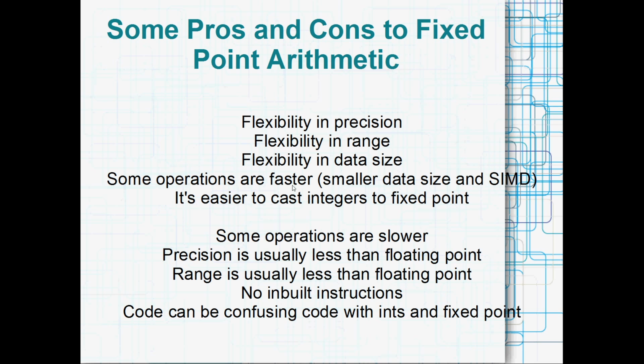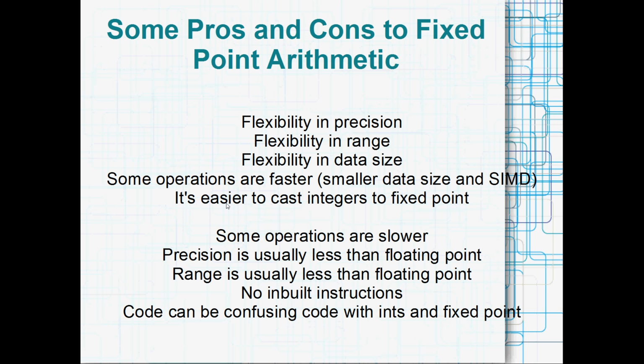Some operations are faster with fixed point, which particularly comes into play when you're dealing with SIMD. When you choose the data size, for instance, if you choose bytes for your fixed point arithmetic, maybe you don't need very much range or precision, so you might choose bytes. SSE, for instance, can do operations on 16 bytes at once, whereas it can only do operations on 4 floats at once. So you're talking about a huge advantage there in terms of speed if you don't need the flexibility in range and precision.